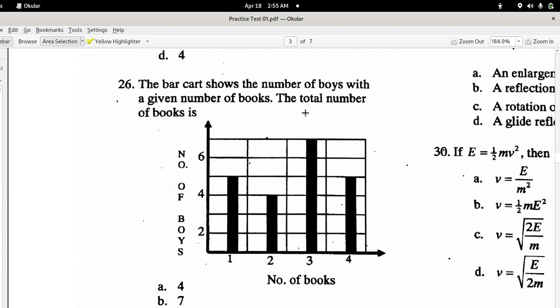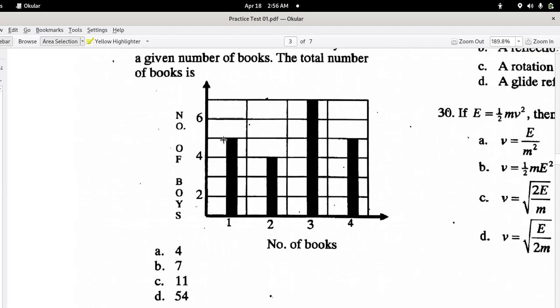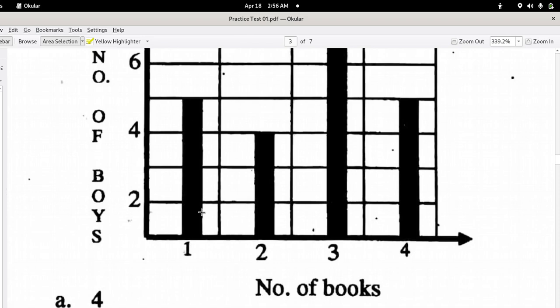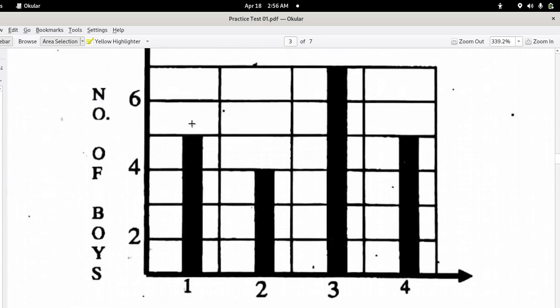Now, here, the bar chart shows the number of boys with the given number of books. Total number of books is, what's this number here that have one book and this number that have two books? If you have 4 boys with 2 books, what's the total number of books there? Okay, so you're going to do that for all of these and find out the total.